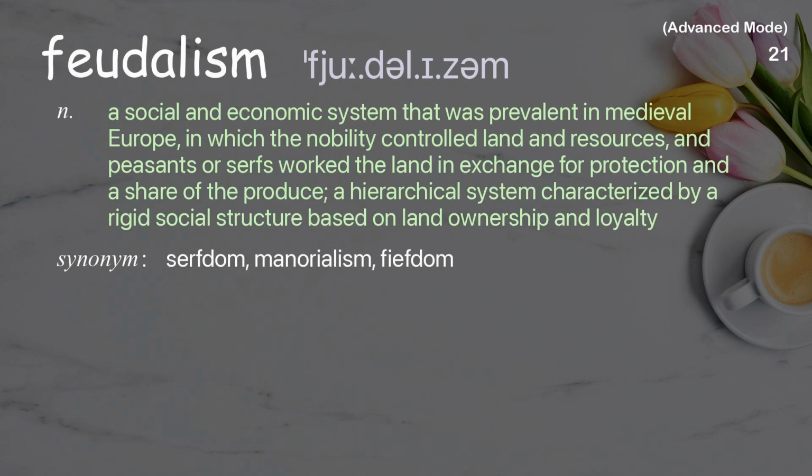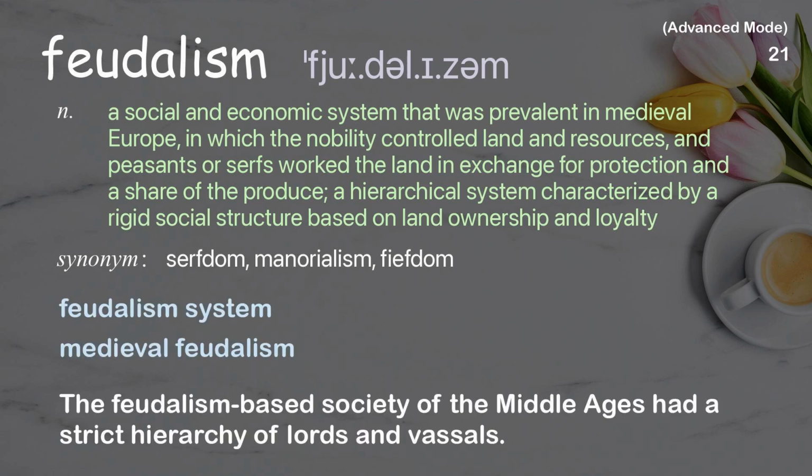Feudalism. A social and economic system that was prevalent in medieval Europe, in which the nobility controlled land and resources, and peasants or serfs worked the land in exchange for protection and a share of the produce. A hierarchical system characterized by a rigid social structure based on land ownership and loyalty. Examples. Feudalism system. Medieval feudalism. The feudalism-based society of the Middle Ages had a strict hierarchy of lords and vassals.